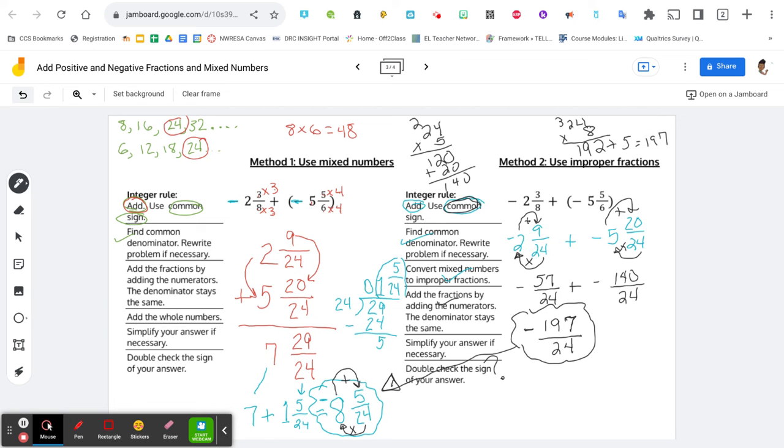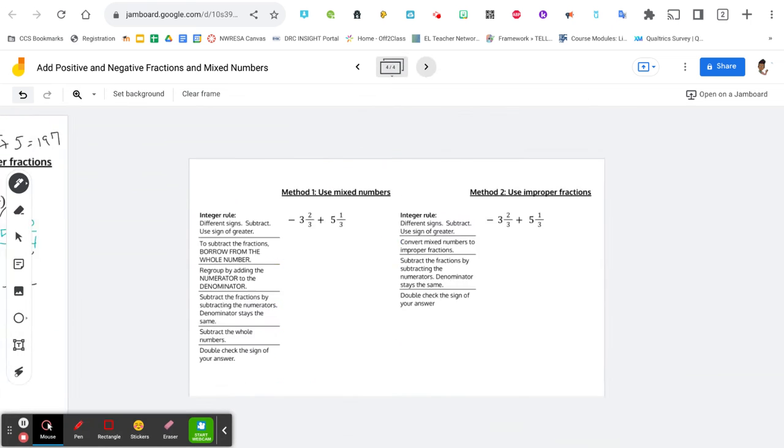So this indeed is equal to negative 197/24. Okay, so you choose which method is best for you. I choose method 1, but if you choose method 2, that's all right as well.